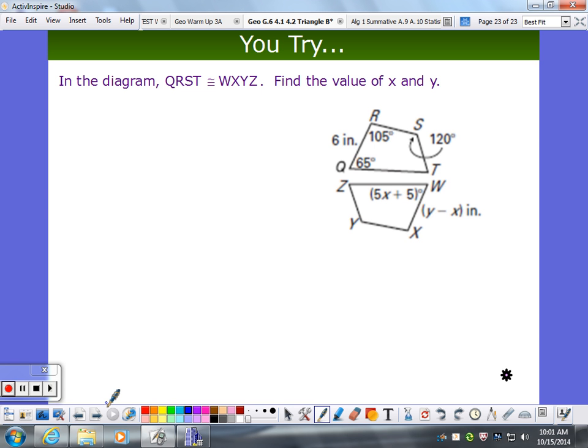Can you find the values of X and Y? Did you try this one? Try it. What you should get, so work on that. Still got a couple of minutes, and see if you get the same thing. So we got all kinds of things.